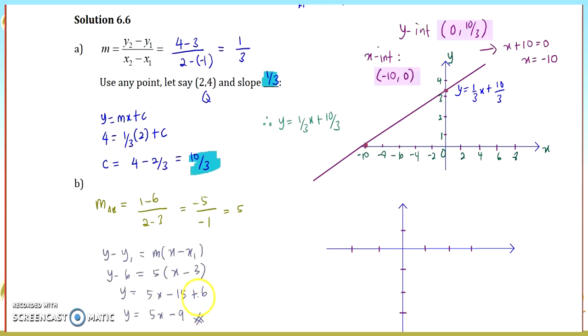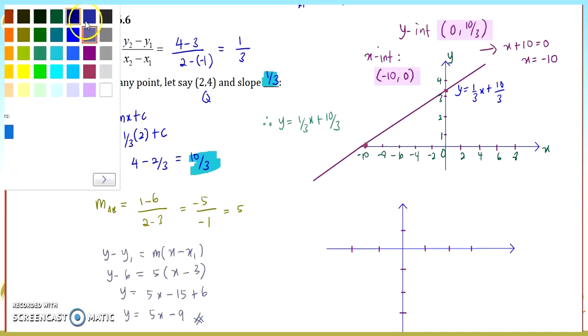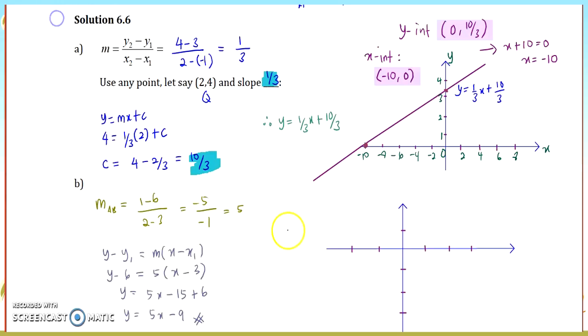Now, to draw this, we need to find the coordinates of the x-intercept and y-intercept. So, we already know the y-intercept is the point (0, -9). And for the x-intercept, we substitute y equals 0. So, we have 5x minus 9 equals 0. Therefore, x equals 9 over 5. With these two coordinates, (9/5, 0) and also (0, -9), we can draw the graph.